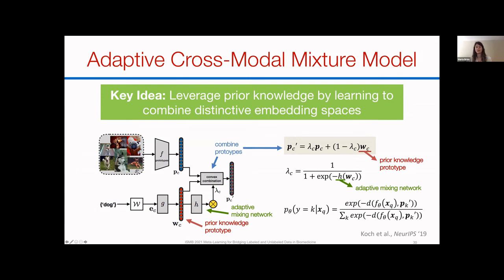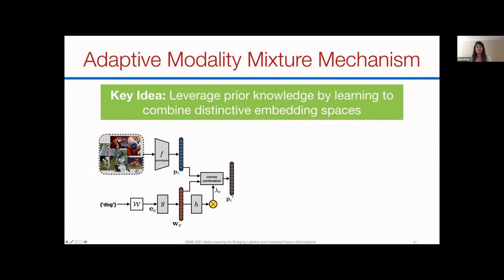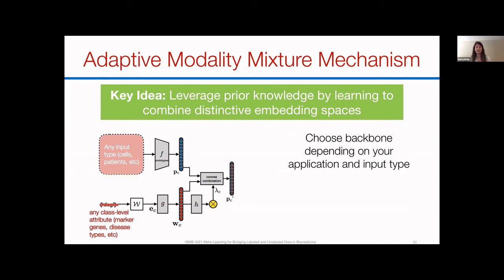So in the original paper, visual features are combined with semantic features, meaning images with the text descriptions of the image. But extending this approach to different types of data modalities we might encounter in biomedical applications is not hard. So we could be given any input and any class level attribute, but what we would need to change is the backbone network, and instead of the convolutional and word embedding network, use backbones that are applicable to our input type.